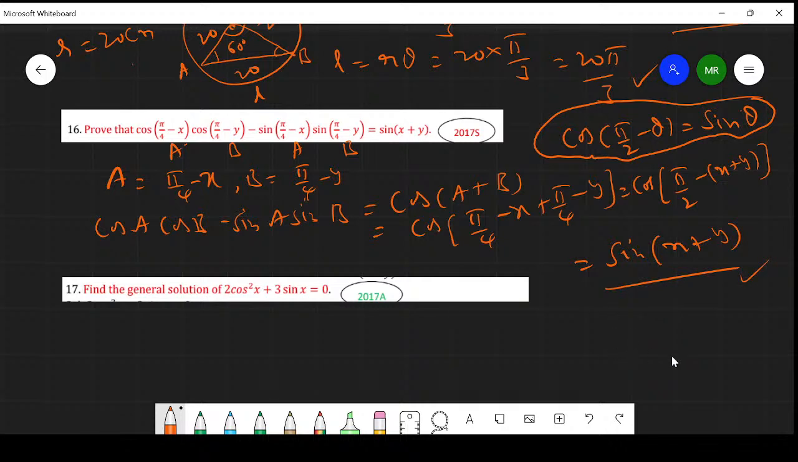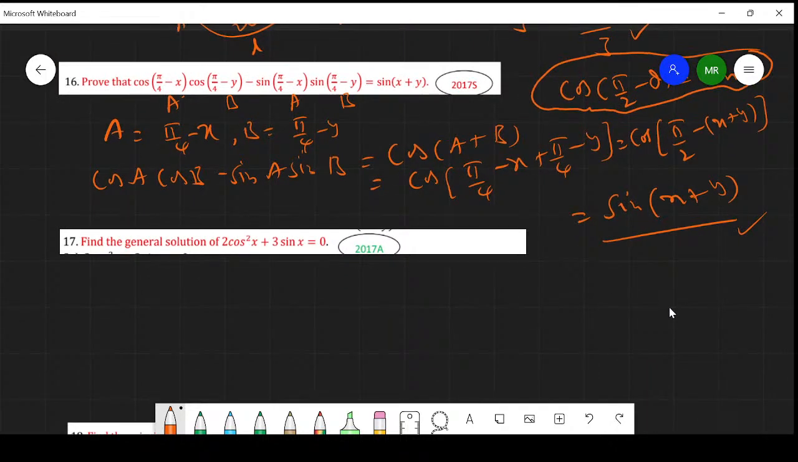I hope you understood this simple problem. Is it clear? Try to understand, the concept is important. I hope you understood this. And now I am going to explain the next one.